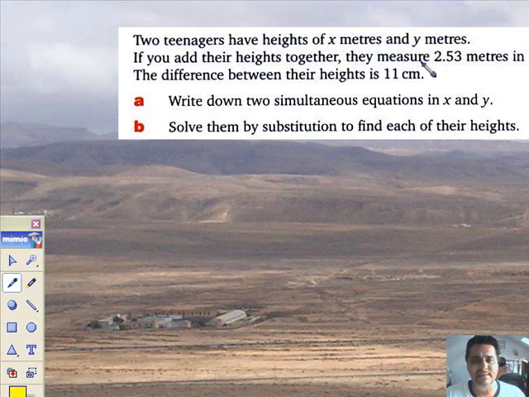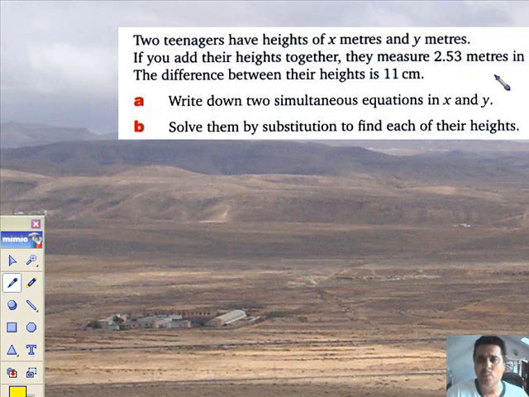If you add together their heights, they measure 2.53 meters in total, but their difference in heights is 11 centimeters. Now this is the bit you may disagree with. Difference means x minus y equals 11, or y minus x equals 11. It doesn't matter. Whichever way you do it, we'll get a certain answer for one teenager, say x, and the corresponding other answer for the other teenager, y. But if I say y minus x equals 11, then I get an answer for y and then an answer for x. It doesn't matter who gets what height, as long as they each get the correct height. Right, write down two simultaneous equations. Well, let's just do it then.